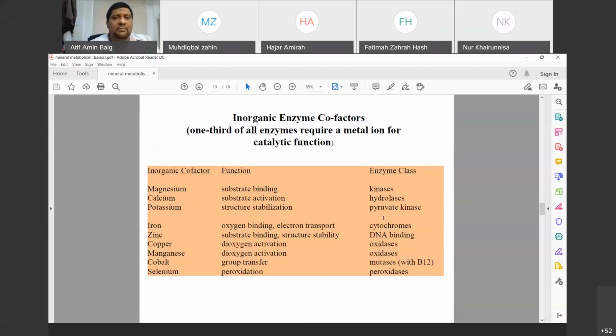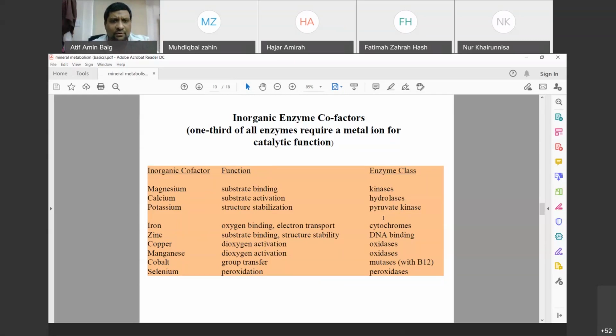Remember, one third of all enzymes require a metal ion for catalytic function. This is what we are discussing: in the majority of cases, minerals are a part of different proteins or different structures and molecules in our body. In other cases, they are the cofactor for many of our reactions in the body, in which a lot of enzymes need them. Then we move on to our next slide. These are some of the examples you need to focus on.